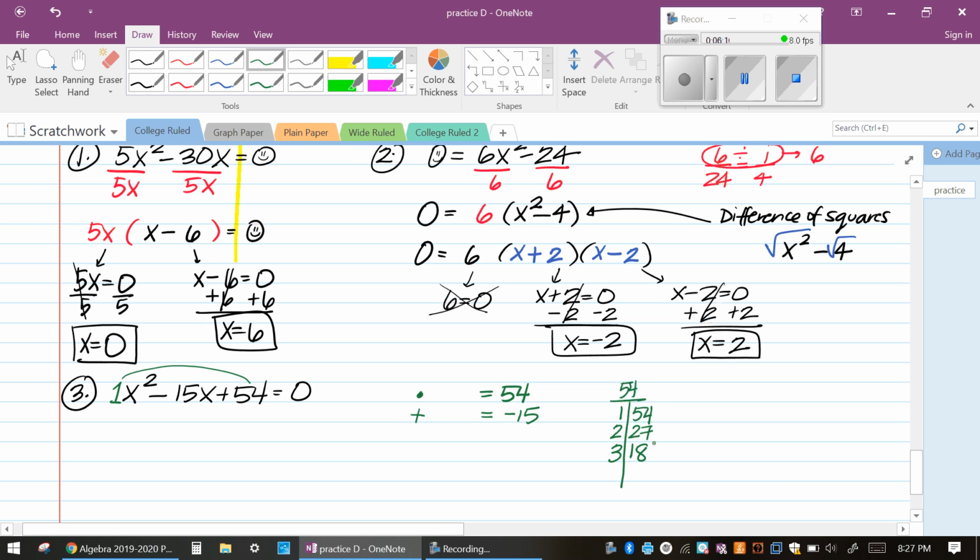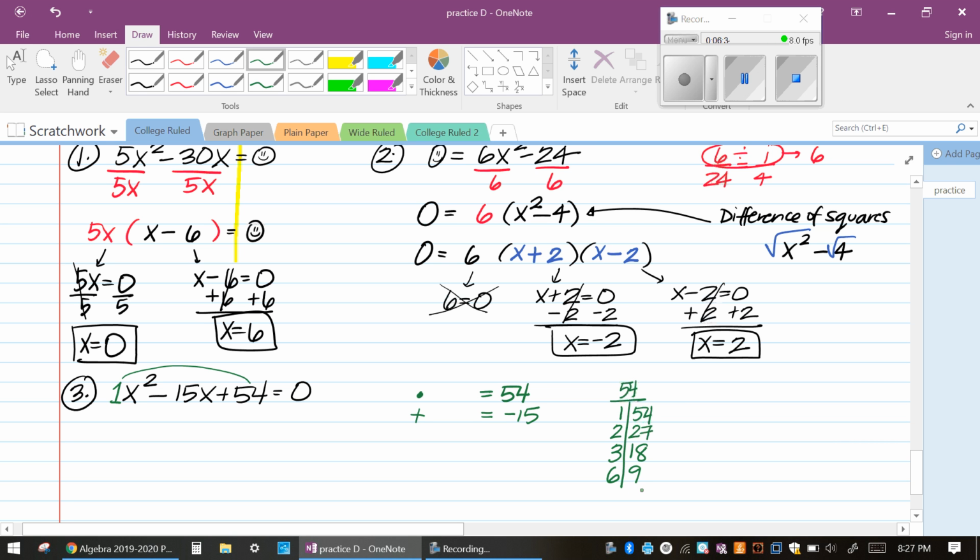Does 4 go into 54? Does 5 go into 54? Does 6 go into 54? 6 goes in 9 times. And that's it, because 7 doesn't go into 54, 8 doesn't, and 9 does.